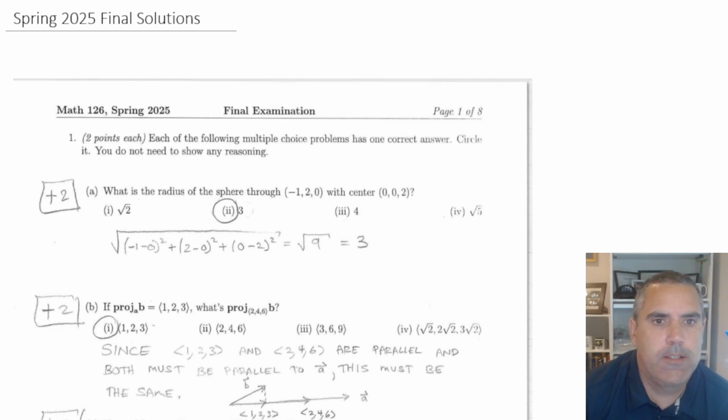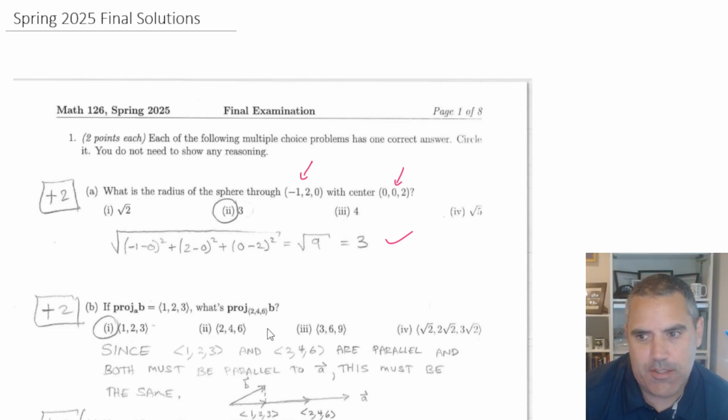multiple choice. This one was fairly quick, because it says find the radius of the sphere that goes through this point and has center here. So they're telling you the center, and they're telling you a point on the edge. So it's really just a straight distance formula. Success. So that was faster.